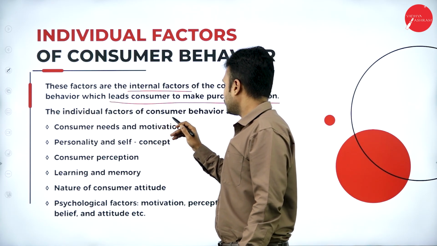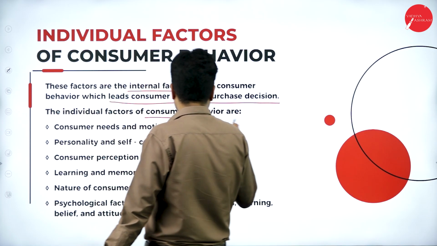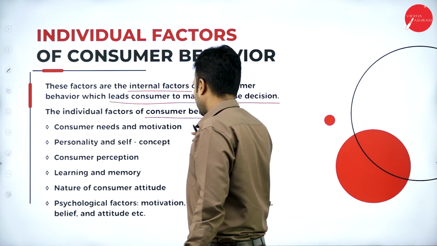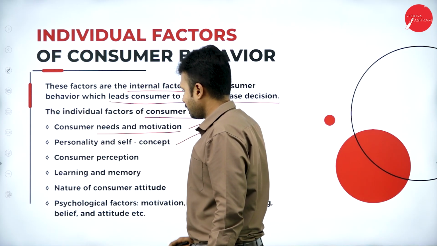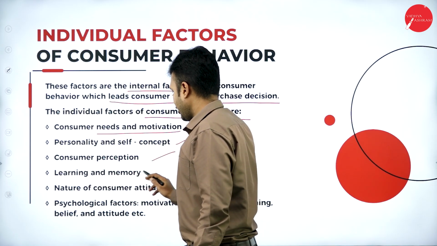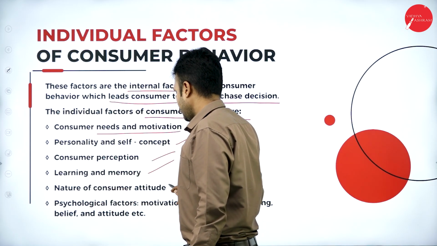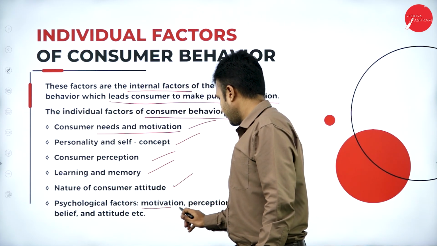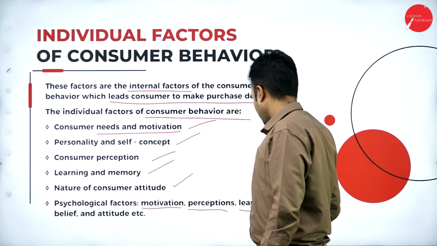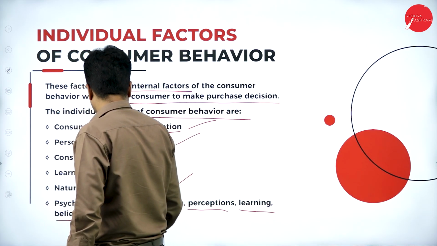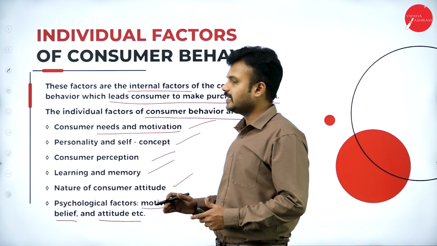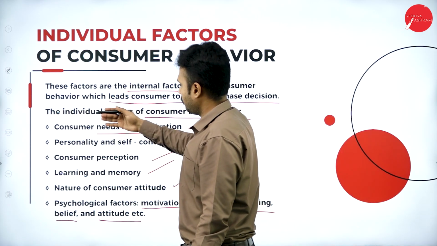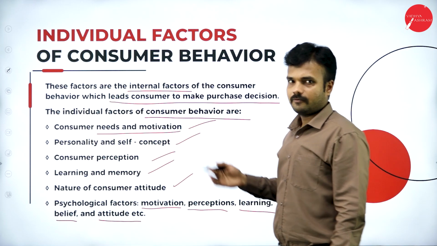The individual factors of consumer behavior are, okay, so these are the individual factors that we are going through in today's session: consumer need and motivation, personality and self-concept, consumer perception, learning and memory, nature and consumer attitude, and also psychological factors like motivation, perception, learning, belief and attitude. These are the concepts that we need to cover in unit 2, that is, individual determinants of consumer behavior. We shall go through all the individual concepts in further slides.